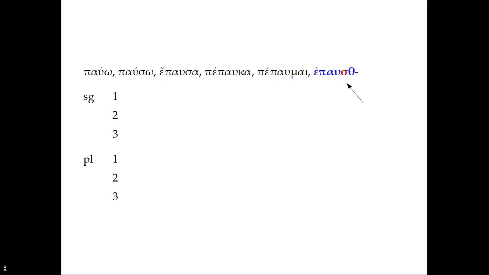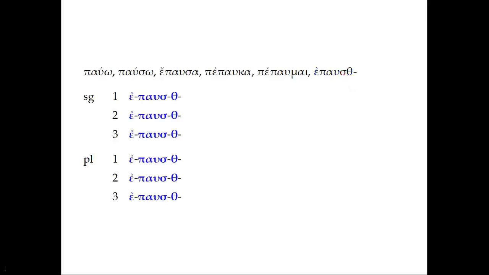One thing to notice is that this is irregular. We would not have expected a sigma to creep in there. We would expect this to be formed like the aorist passive stem of paideo, for instance. So we're going to take this aorist passive stem and the augment and plug it into all of these places. And that leaves us with everything but the endings.